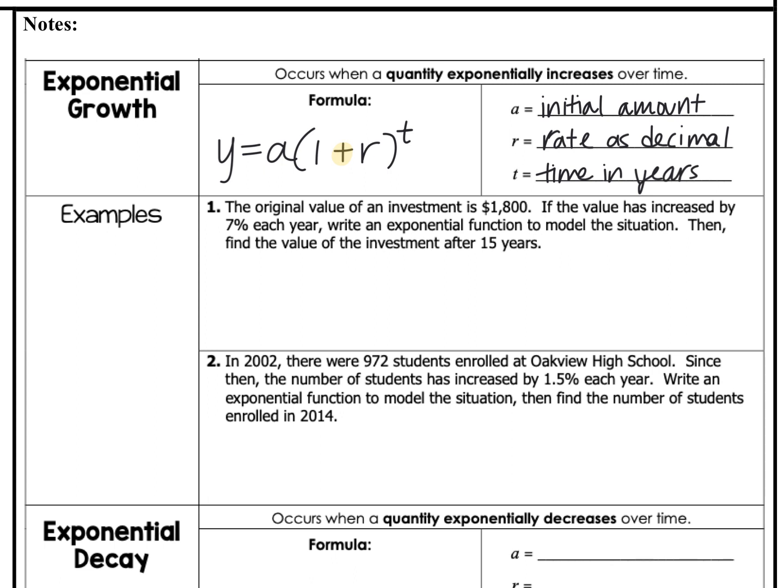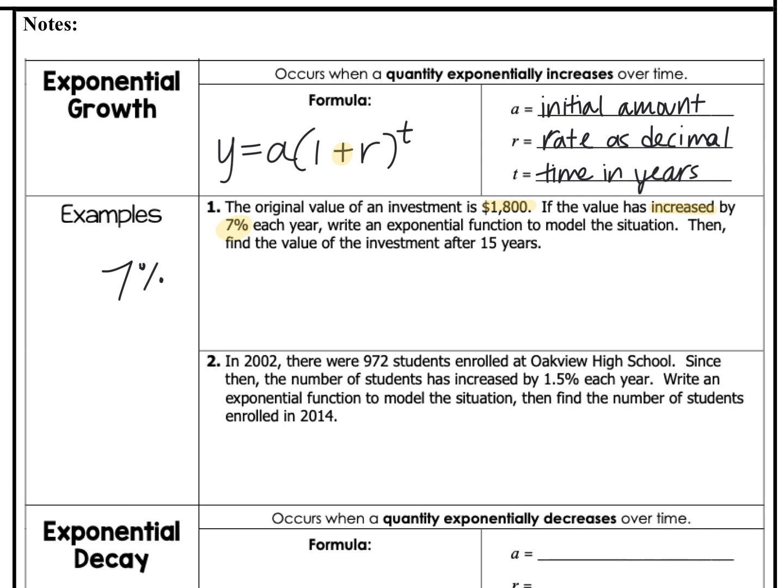So in this first problem, you have a percentage of 7%. It says the initial value of the investment is $1,800, and then it increased by 7% each year. So increase, which is why it's growth. There's your initial amount, $1,800, and then we'll evaluate for 15 years. And so you need to take 7%. You can't leave it like that. Maybe you know how to convert a percent to a decimal. You just divide by 100.